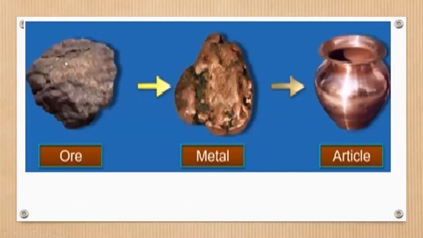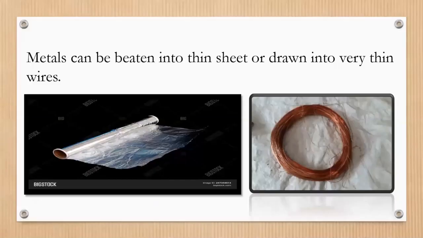So what is the process of extracting metal from the ore then? First, this ore. The ore is nothing but a rock from which we obtain metal. These ores are taken from the mine and are heated in a big oven called a furnace, in which metals are separated from the ore, and these metals are again used to make different articles.